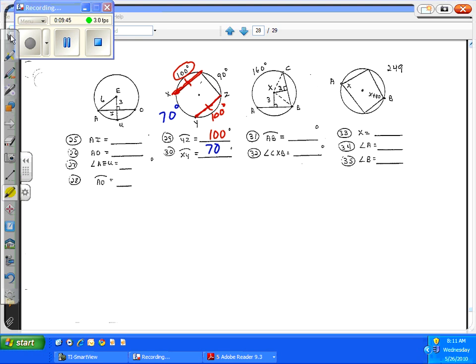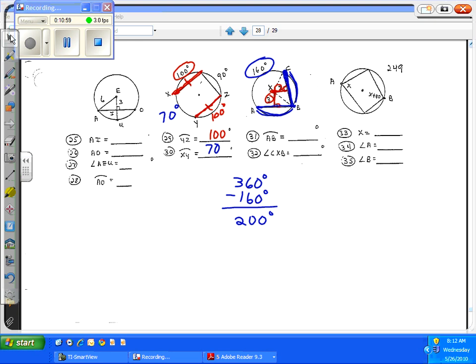Number 31 and 32. We have the distance from the center to this chord is 3. The distance from the center to this chord is 3. So chord AB and chord CB are equally distant from the center. In equal circles or in the same circle, chords that are equally distant from the center are equal chords.